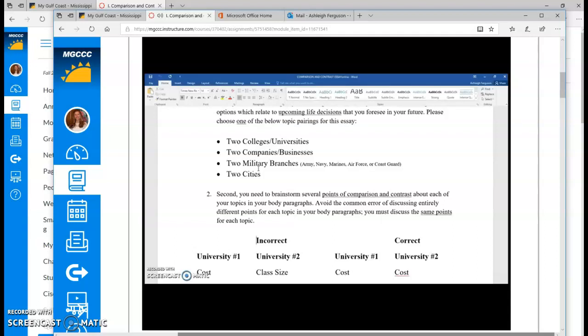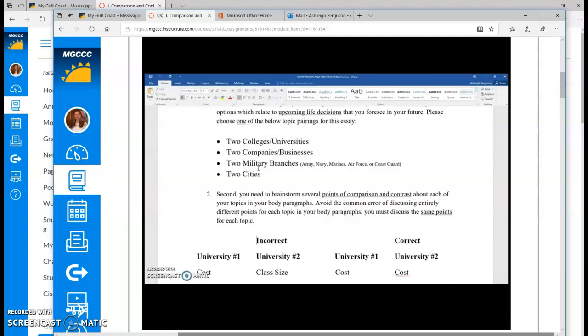Finally, cities. I know many of you may consider relocating in the future, whether it's because you're going to a particular college or university, or maybe you're going to be moving because of a job. And you may want to consider those two cities' locations, their cost of living, maybe just basic amenities like the restaurants, the entertainment venues that they have there, and other points of consideration.